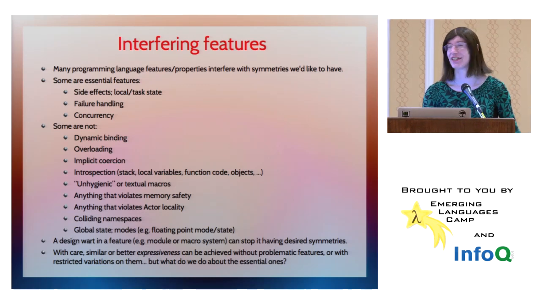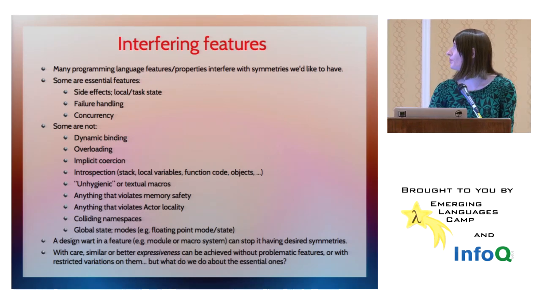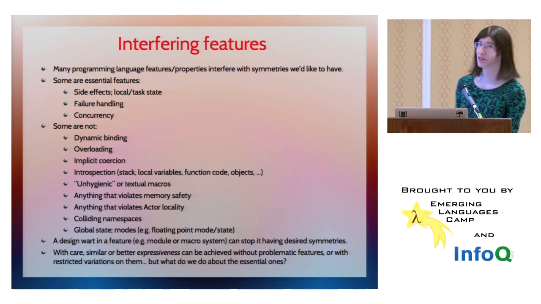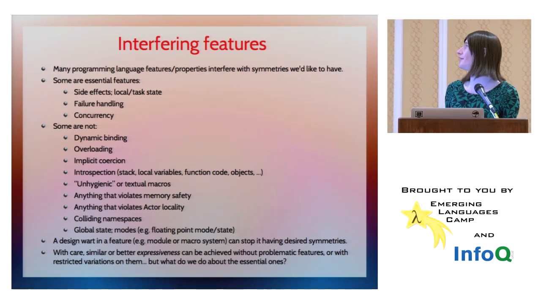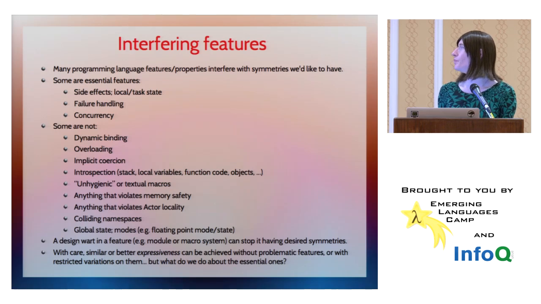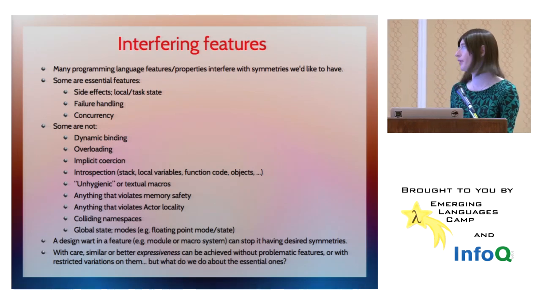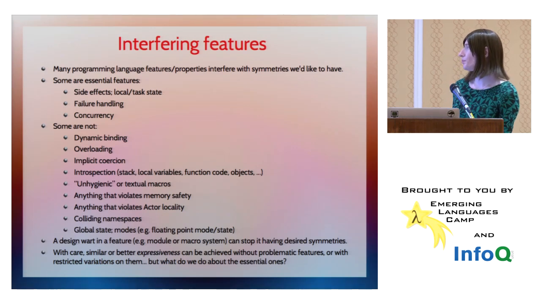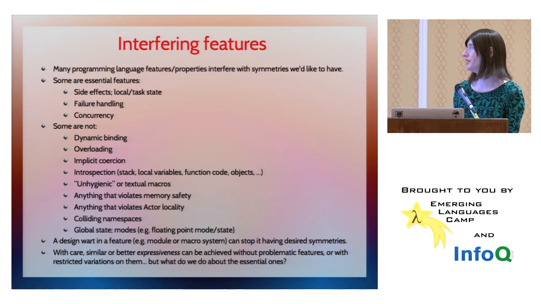Because of the textual macro system. Okay, so many languages and properties interfere with symmetries that we would like to have in our language. And some of those interfering features are really quite important. Things like side effects, state, failure handling, and concurrency. And some of these other ones, well, we can leave those out from a language perfectly fine. No one uses dynamic binding anymore.